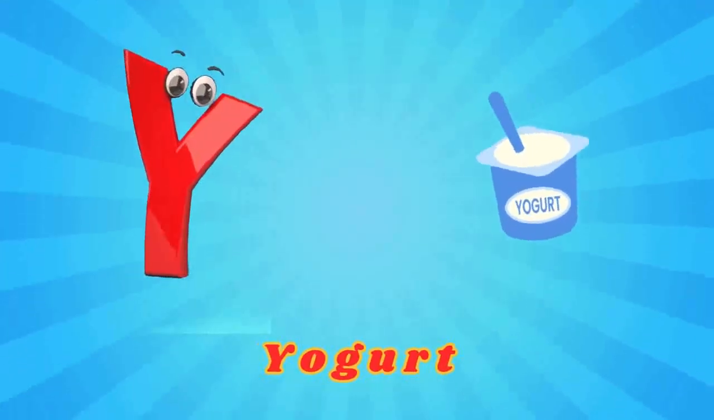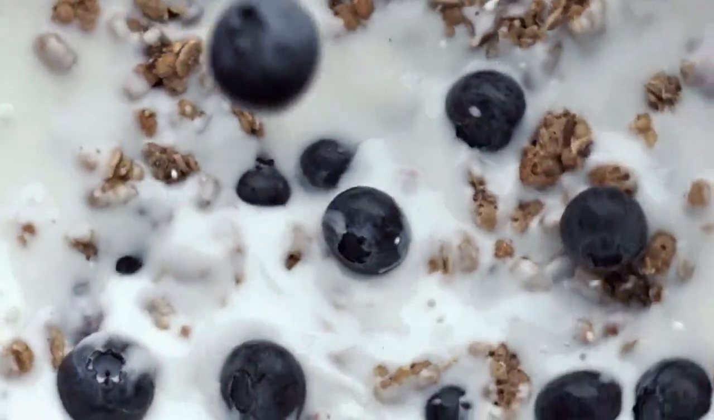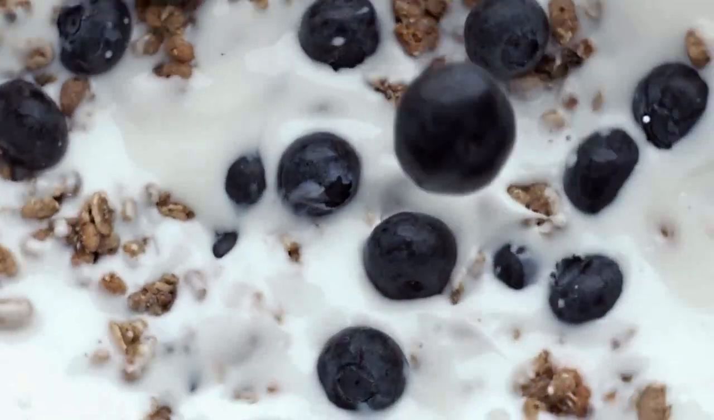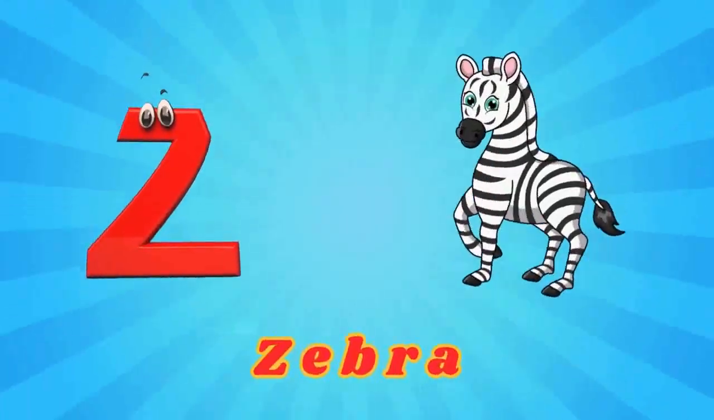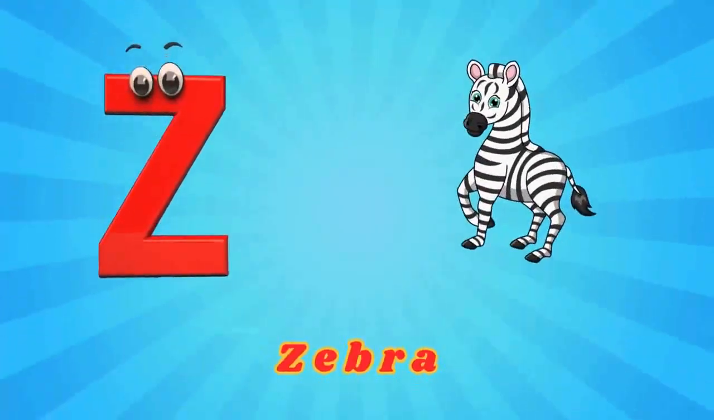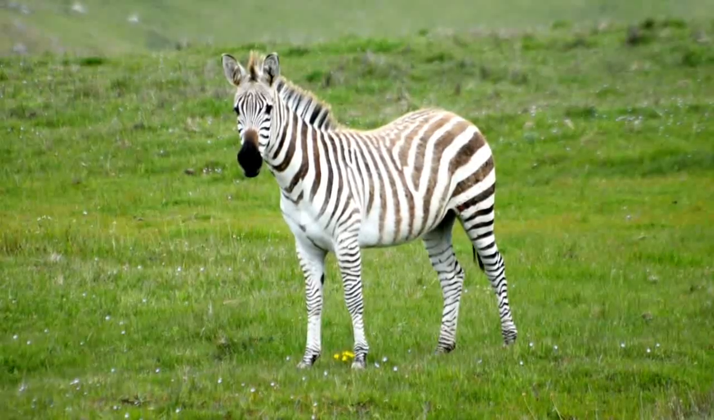Y is for yogurt. Yogurt. Y is for yogurt. Z is for zebra. Zebra. Z is for zebra.